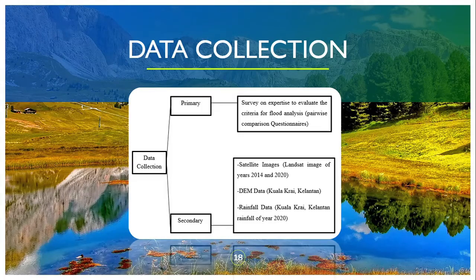Data collection. It consists of two types of data, which are primary and secondary. For primary, a survey of experts to evaluate the criteria for flood analysis by using pairwise comparison questioning. Secondary data is satellite imagery, Landsat images of the years 2014 and 2020, DEM data of Kuala Krai, Kelantan, and rainfall data of Kuala Krai, Kelantan, for the year 2020.